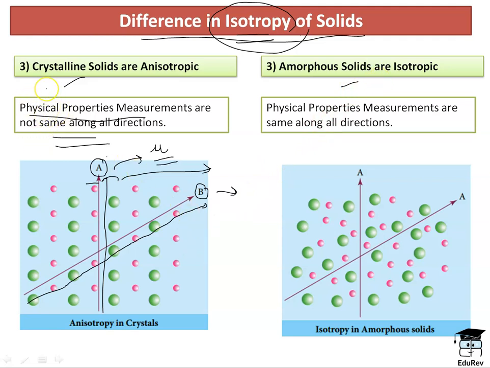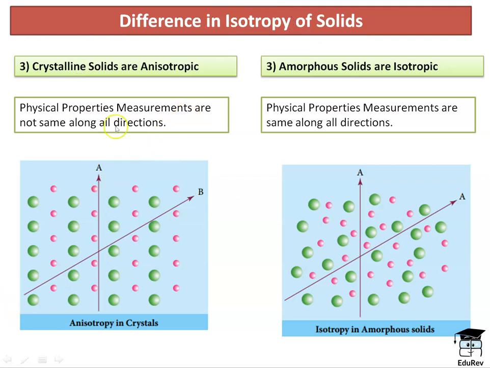But in crystalline solids, the physical properties measured along different directions are not the same. That is why they are called anisotropic. I will repeat this again. We say that crystalline solids are anisotropic. And what does anisotropic mean? Anisotropic means that physical property measurements are not the same along all directions. If physical properties are measured along axis x, y or z, the values we get would not be the same, and this is termed anisotropic.